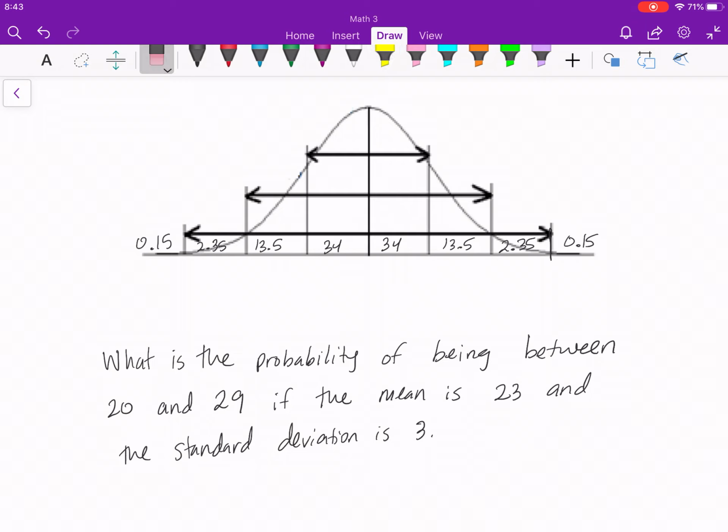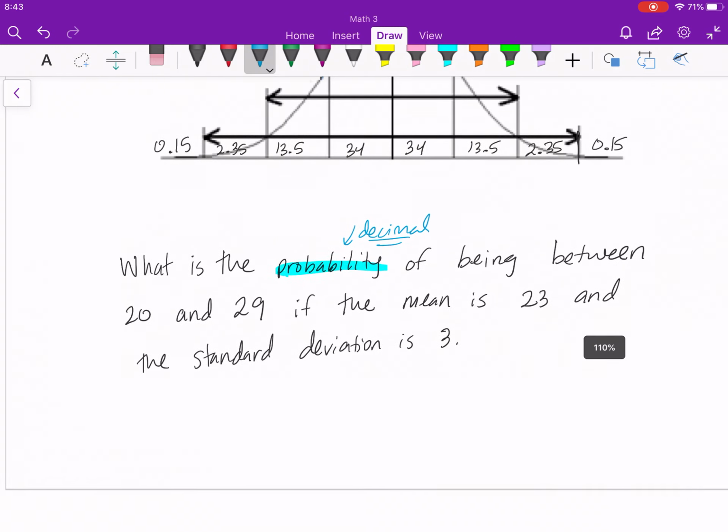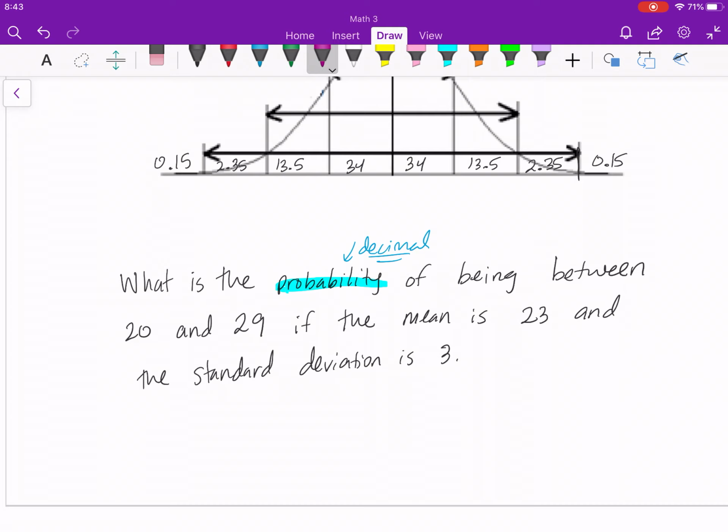It says we're finding the probability. Now, before I go on, on the previous problems we were finding percents. If I say the probability, then it should be a decimal answer. That's going to be important on your homework. Okay? So we'll do that in a second. We're going to go ahead and find the probability of being between 20 and 29 if the mean, so this is going to be pretty important, the mean is 23 and the standard deviation is 3.